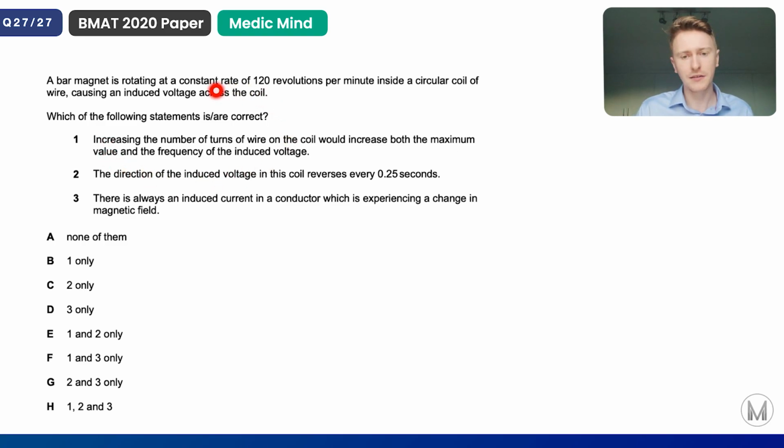Statement 1 advises that we should increase the number of turns of the wire in order to increase the maximum value as well as the frequency of the induced voltage. Well, it will definitely increase the maximum value. However, it won't affect the frequency, which is more determined by this 120 revolutions per minute. So number 1 is incorrect.